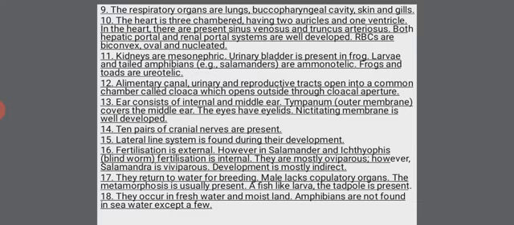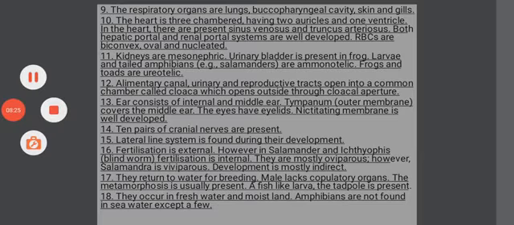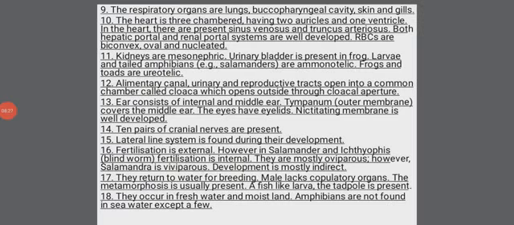And the ear consists of internal and middle ear, tympanum, that is the outer membrane which covers the middle ear. The eyes have eyelids. Nictitating membrane is well developed. 10 pairs of cranial nerves are present, and lateral line system is found during their development. Lateral line system is a type of sensory structure.